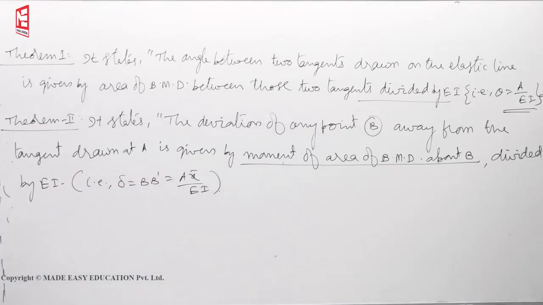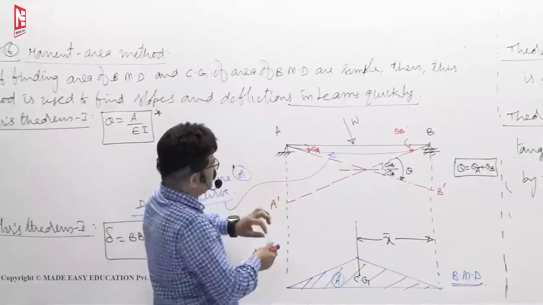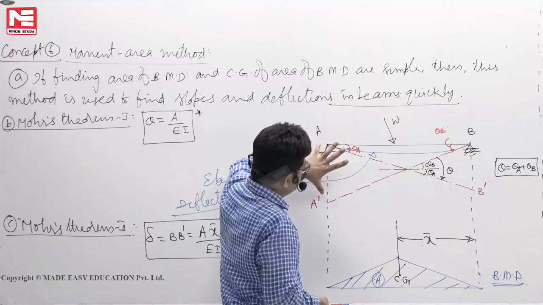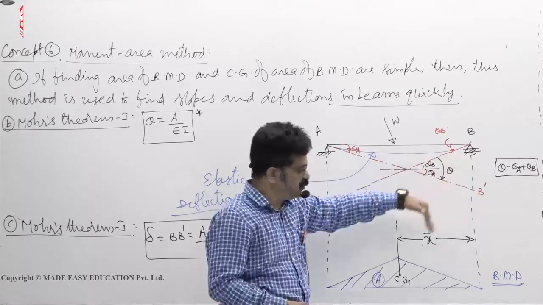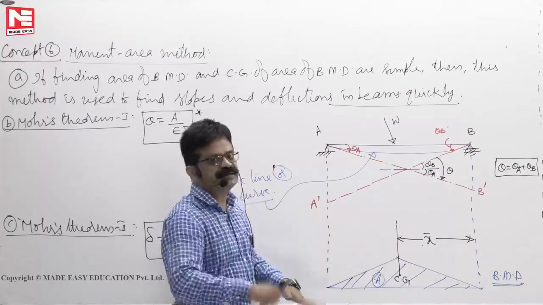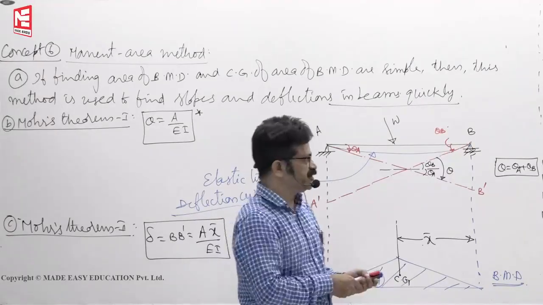Supposing that if you want to find this deviation, from here you have to measure centroidal distance. If at all you want to find A dash, say, that means BA dash is the tangent drawn at B and this is the deviation. Hold it, lift it. So A dash. Then if you want a deviation of point A away from the tangent drawn at B, then moment of the area about A we have to calculate divided by EI. That's what you have studied. Now this is the revision.